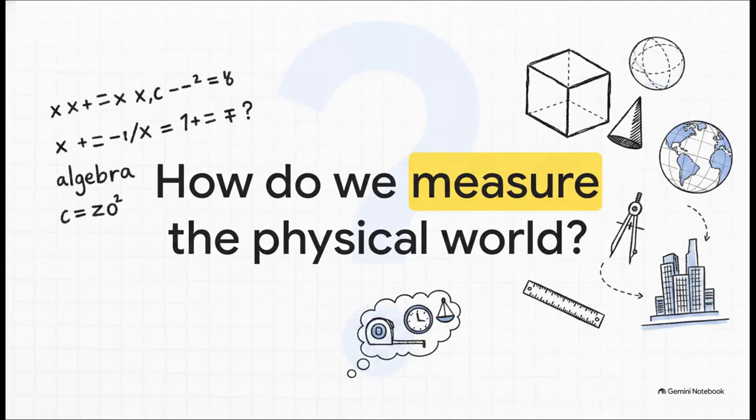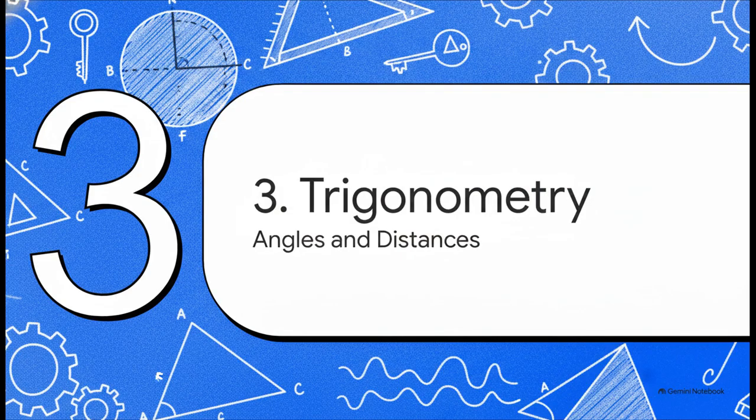Okay, so now that we've conquered that abstract world of algebra and confidently solved for x, we have to ask a totally new question. How do we take these numbers and equations and actually apply them to physical space and the real world around us? And that question leads us perfectly into our third realm, trigonometry, angles and distances.